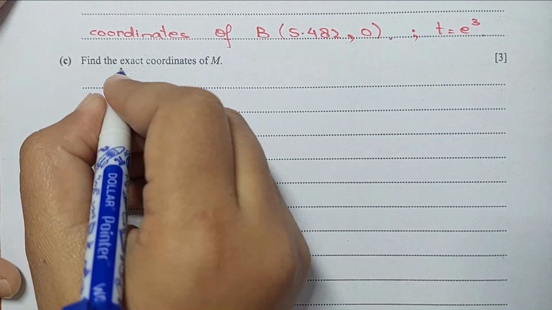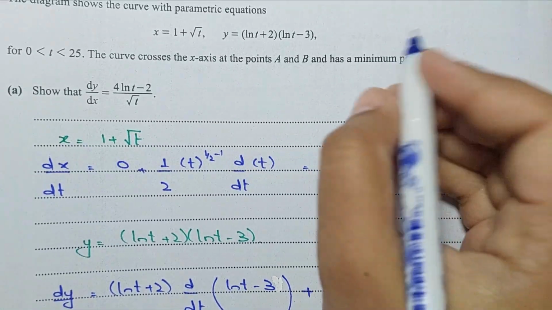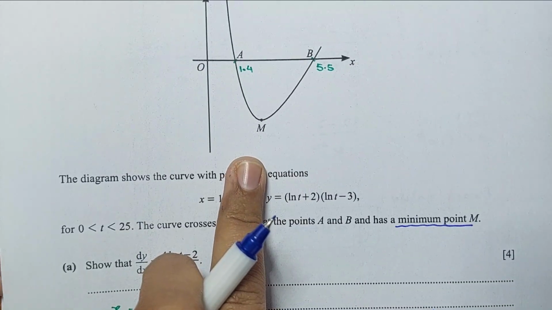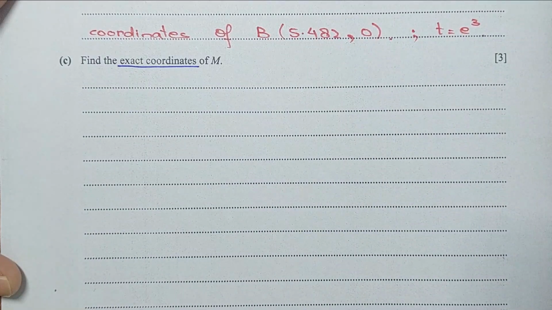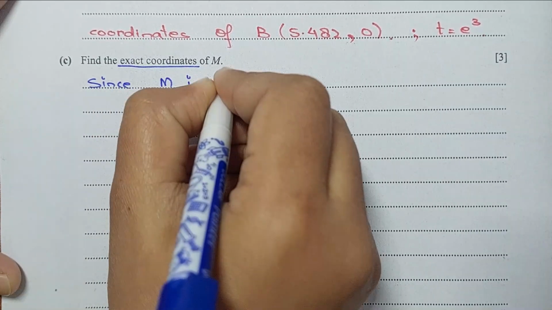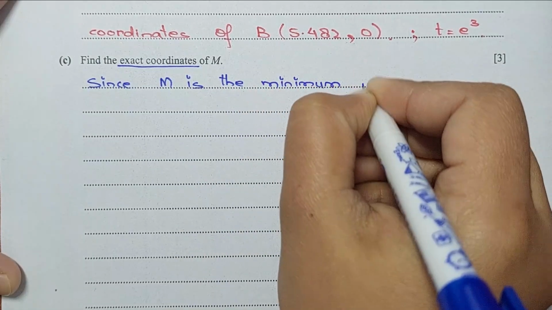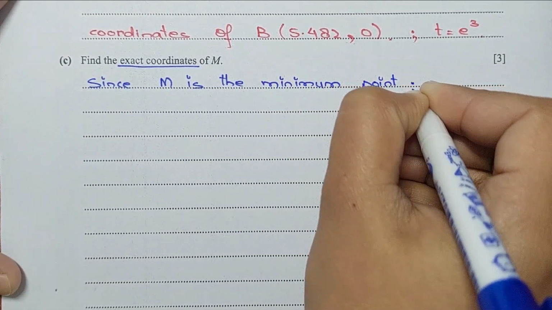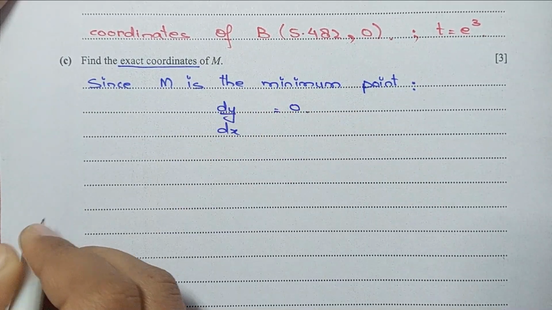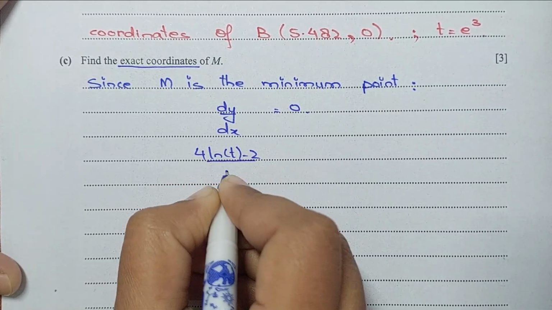Now for part C, find the exact coordinates of M. So in the question, what is M? M is the minimum point of this curve. And we know that for a minimum point, you have to put the first derivative equal to 0. Since M is the minimum point, you have to put the first derivative dy over dx equal to 0. Now the first derivative is 4 natural log of t minus 2 divided by square root of t.